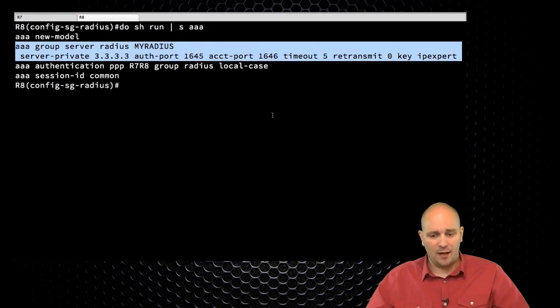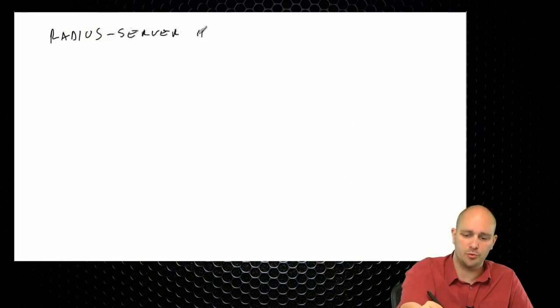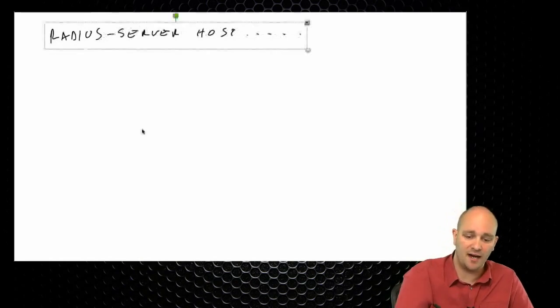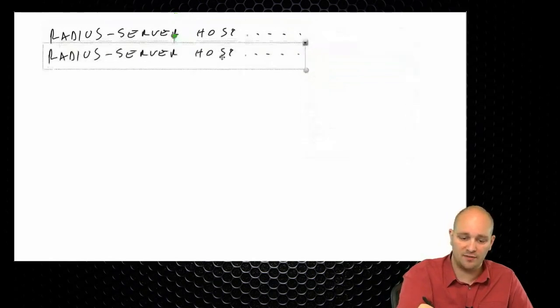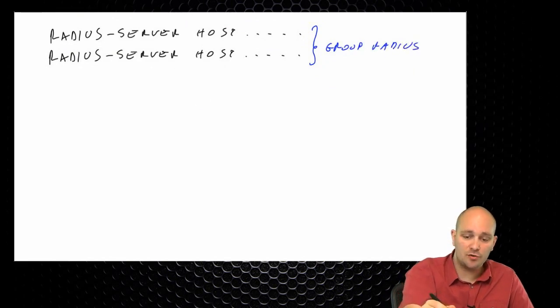Now, let me explain how this actually works. So when we use the radius server, when we define in the global configuration mode, when we say radius server host, and this also applies to TACACS, but I'm going to use radius as an example, no matter how many of these you actually define, so let's say that we have defined several, they are automatically going to be part of group radius. Now, you can create your own group.